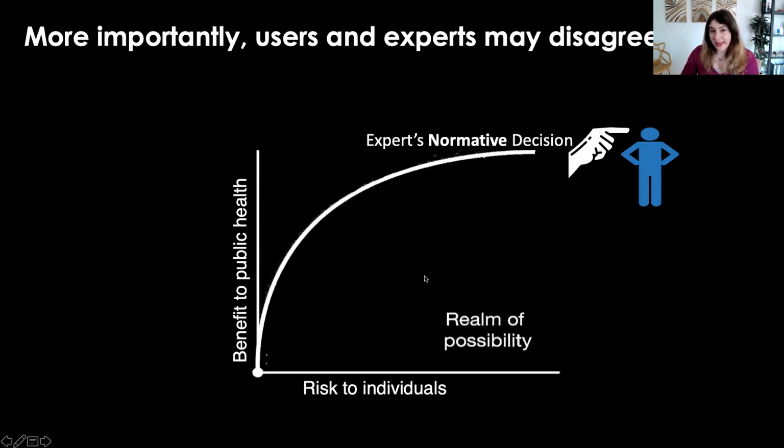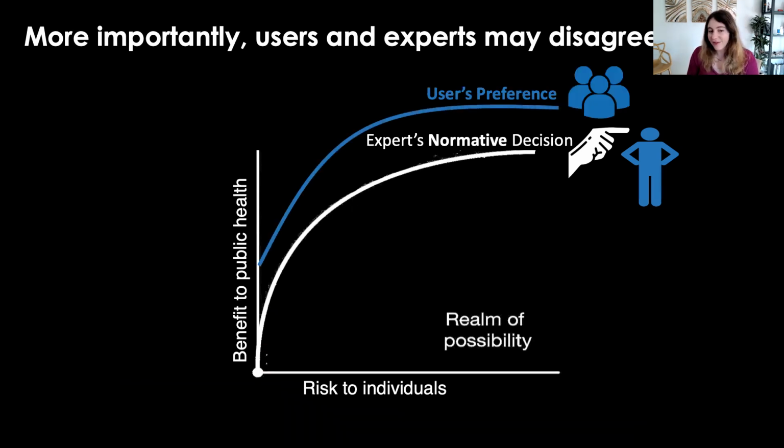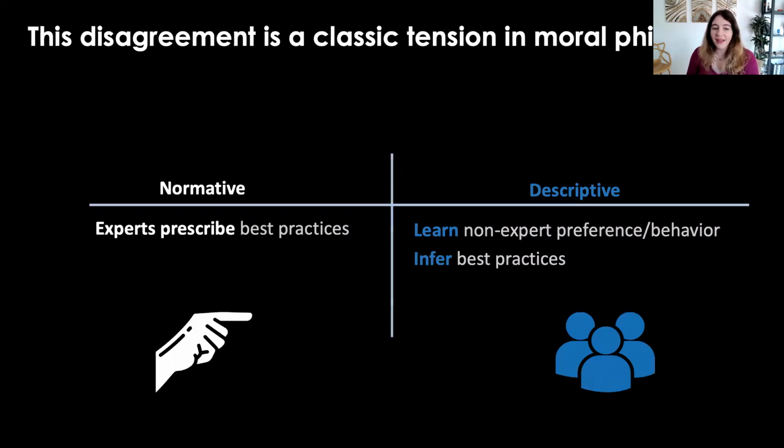But even more importantly, users and experts may disagree. So an expert's perception of the trade-off between benefit to public health and a risk to an individual might be quite different from how end users might trade these two things off. And this tension between experts' prescriptive best practice and what end users might want is a tension that has existed well before there were any computational solutions. This is a tension that is discussed frequently in literature on moral philosophy, where they're discussing how norms and rules and laws were created over the past many centuries of human existence.